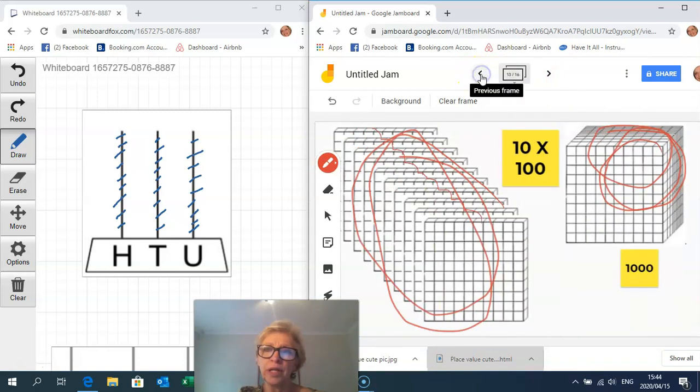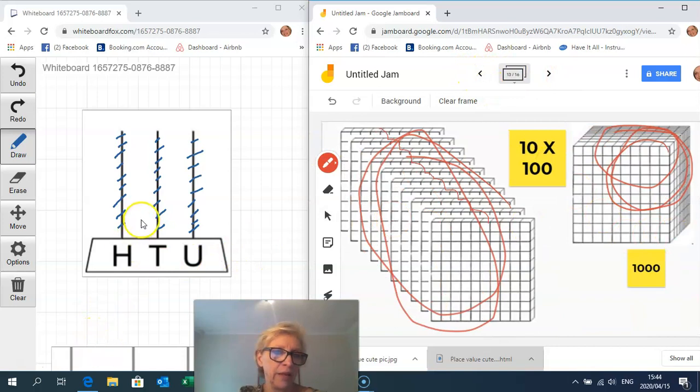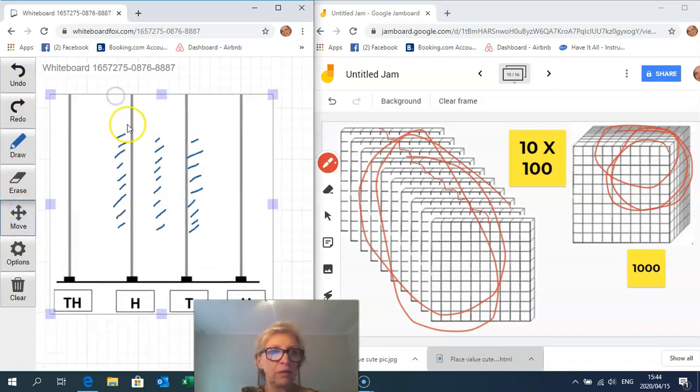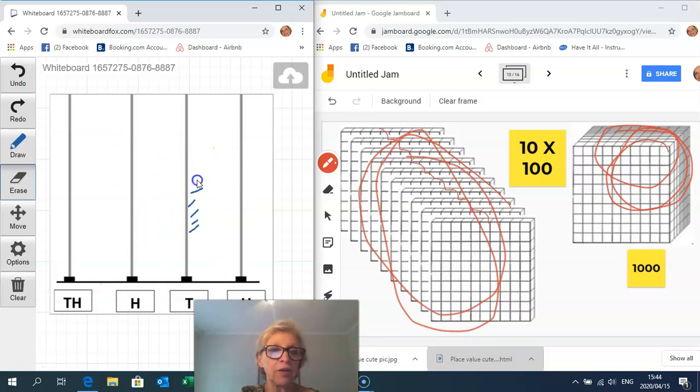I think I'm going to put that onto another, oops, undo, onto another abacus. I hope I can get rid of this. Alright, so now we have a different abacus. This abacus now has thousands, hundreds, tens, and units.